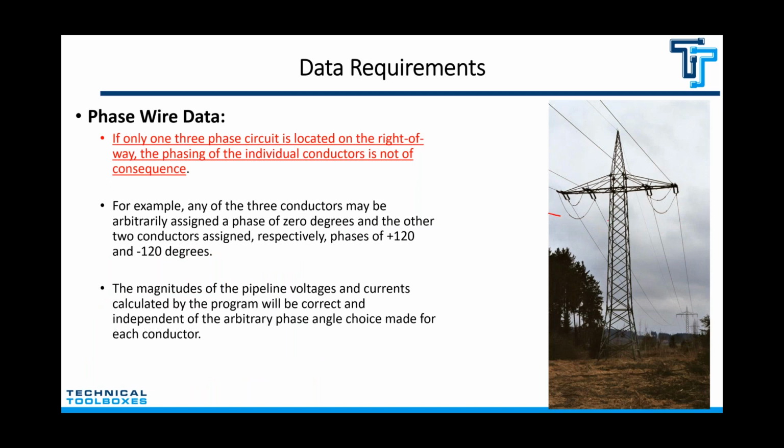If you have one circuit out there, the phasing doesn't matter. In other words, if you don't know what it is, because they're 120 degrees apart, that's how they do their wires, their circuits. But it doesn't matter which one's 120, which one's 0, and which one's negative 120 if you've only got one circuit out there. Okay.